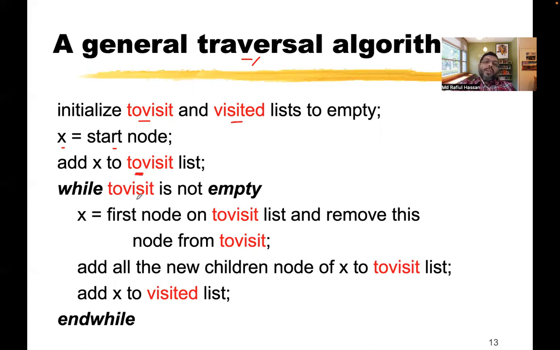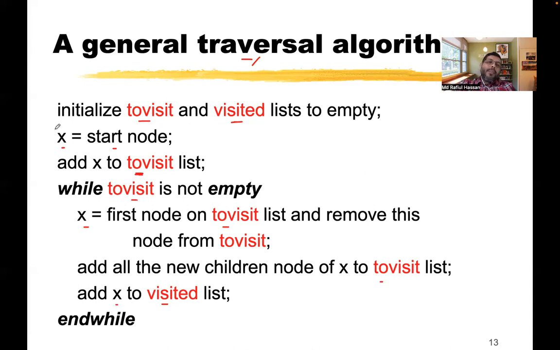So unless the to visit is not empty, you have to consider x equal to the first element in the to visit, and remove this element from the list, and then add all the children of the x to the to visit list, and add the x, the value that you have taken out from the list, to the visited list. So that is how you have to continue this loop until the to visit list is empty. I'll show you in the next slide how it works.